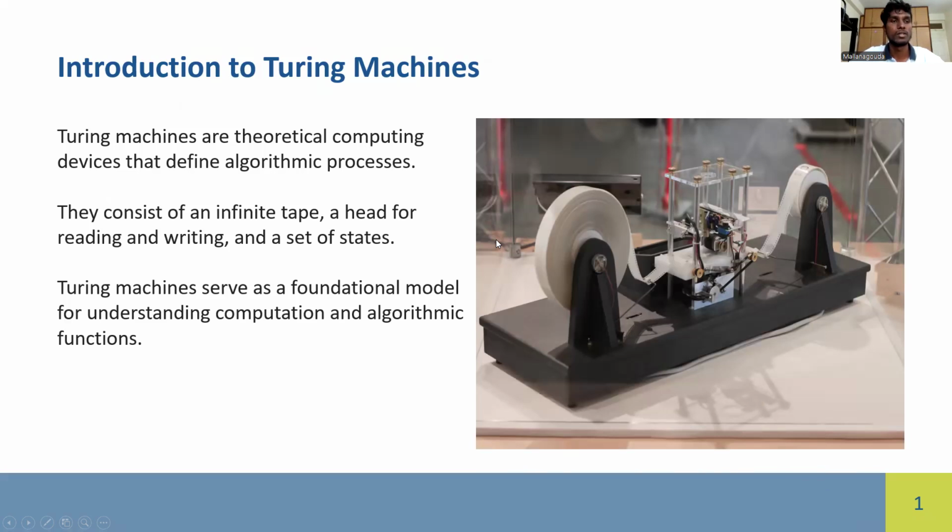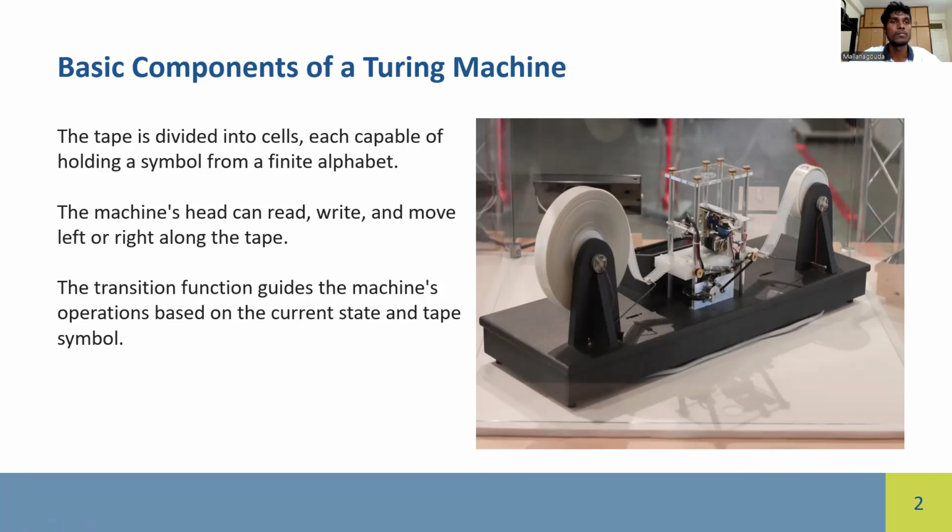Introduction to Turing machines. Turing machines are theoretical computing devices that define algorithmic processes. They consist of an infinite tape, a head for reading and writing, and a set of states. Turing machines serve as a foundational model for understanding computation and algorithmic functions.